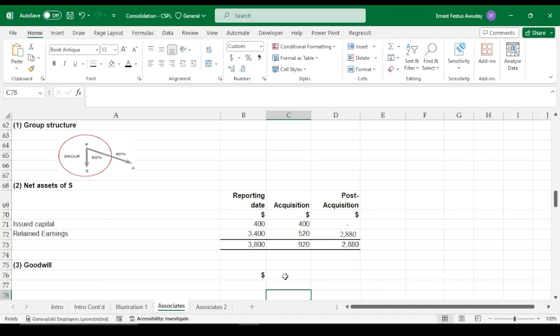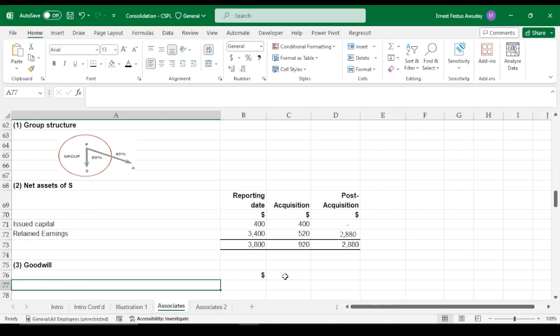Now, what you should understand is that in this particular question, we are only concerned about things that are going to affect our associates. So every other thing that will appear here are going to affect the parent and the subsidiary, and we are not interested in that. We have covered those things in our previous videos. All right, so we are just considering what is going to affect our associates. So that is why we have this simplistic question right here.